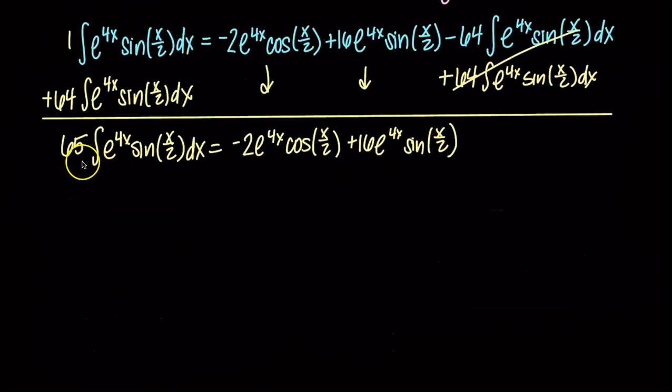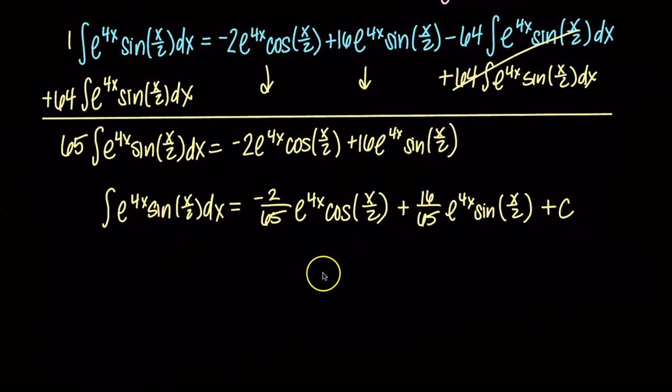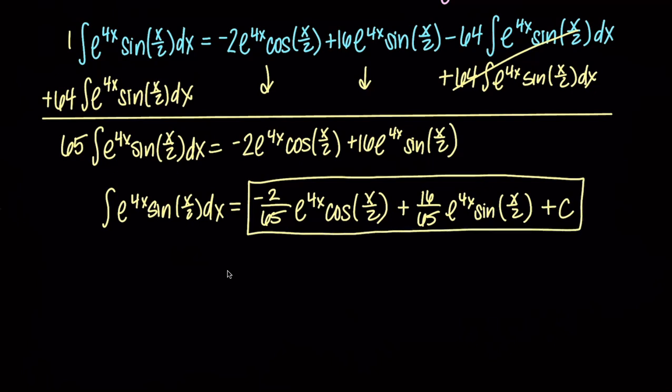All right, I made myself some space. So now what we end up with is the integral of e to the 4x sine of x over 2 dx is equal to negative 2 over 65 e to the 4x cosine of x over 2 plus 16 over 65 e to the 4x sine of x over 2. And then I don't want to forget my generic constant c. So we have this whole thing as the final answer to our original problem.